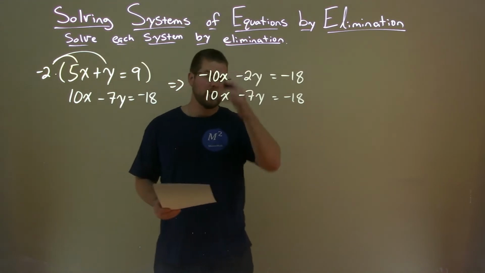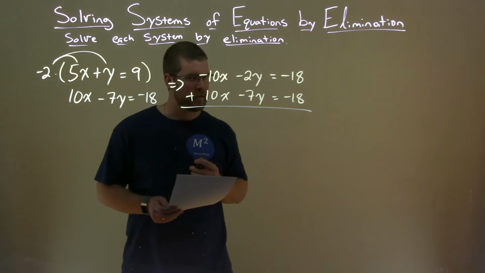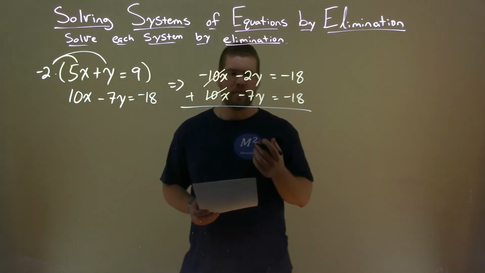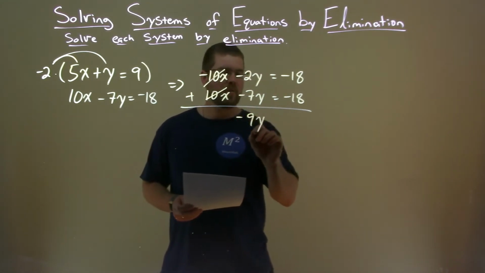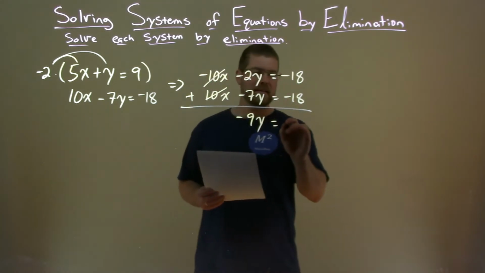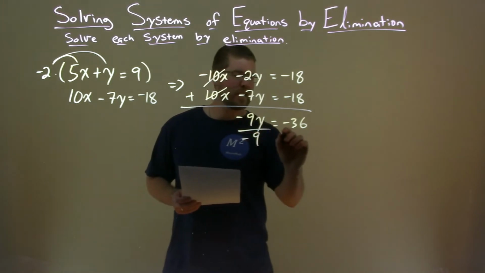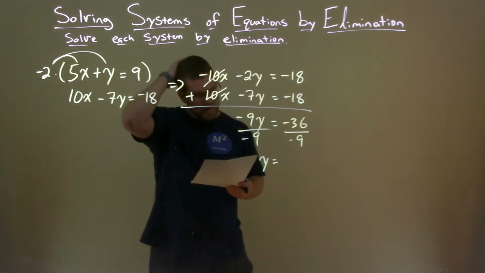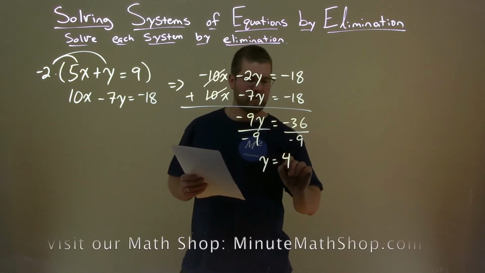And now what we can do is add these two equations together to eliminate the variable x here. Negative 10x plus 10x is just 0x. Don't need to write that. Negative 2y plus a negative 7y, negative 9y. Negative 18 plus a negative 18 is a negative 36. Divide both sides by negative 9 to get y by itself. Negative 36 divided by negative 9, two negatives make a positive, so 36 divided by 9 is 4.